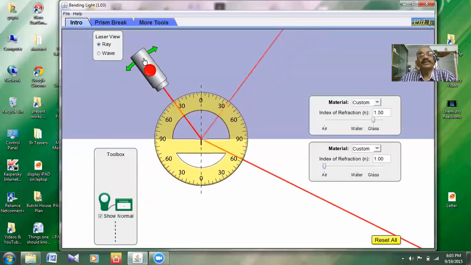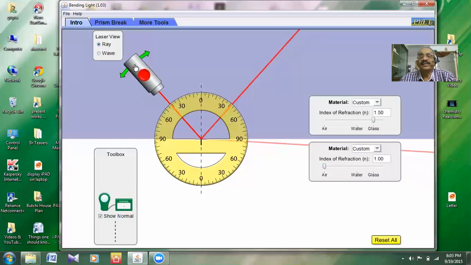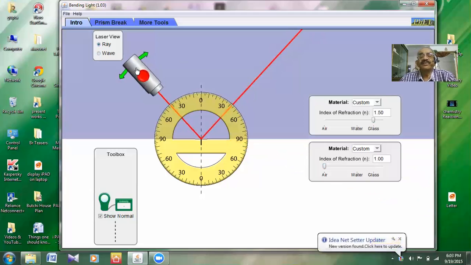Now, what happens when the angle of incidence is gradually increased? A time will come when it grazes just to the surface of separation between the two. That angle, for which the refracted ray grazes the surface between the two, is known as the critical angle.